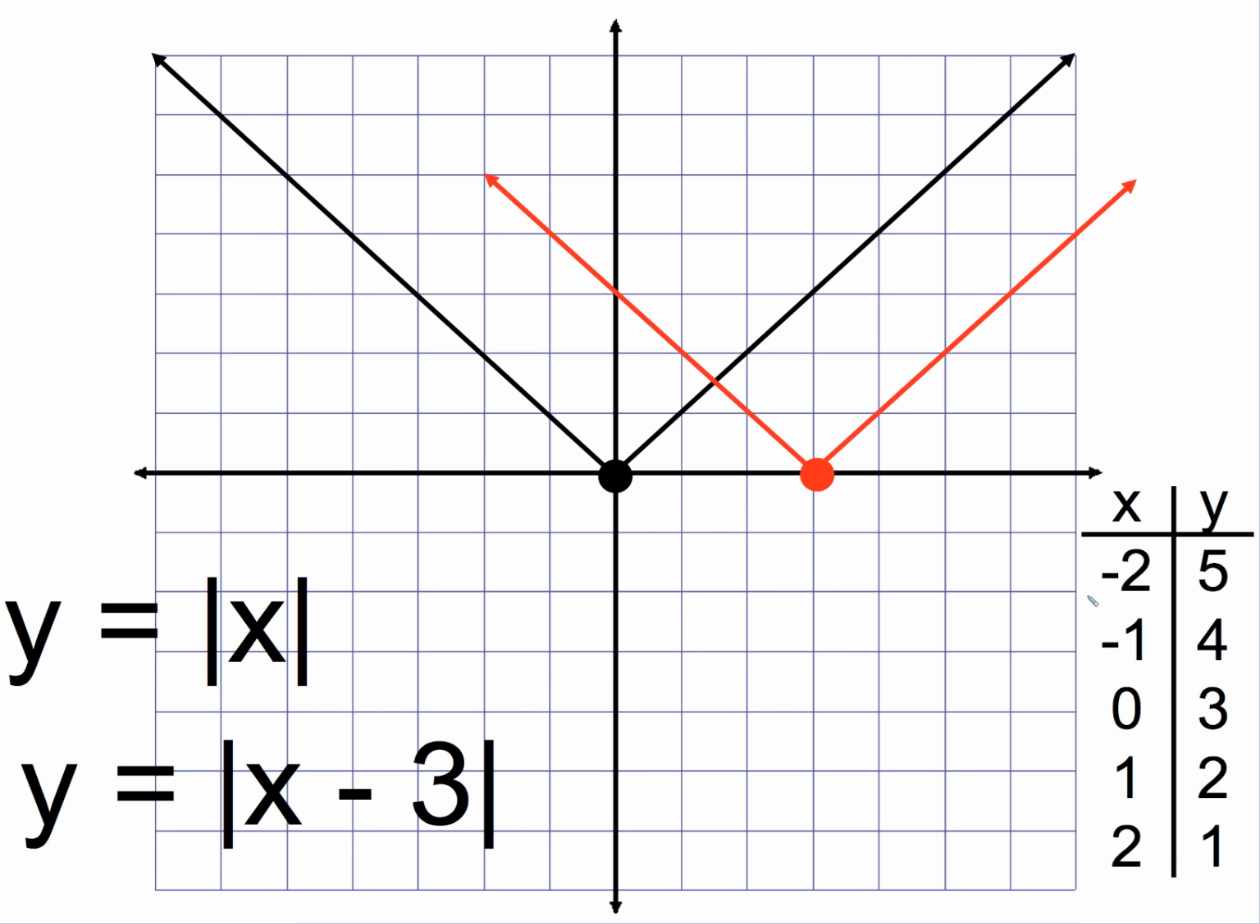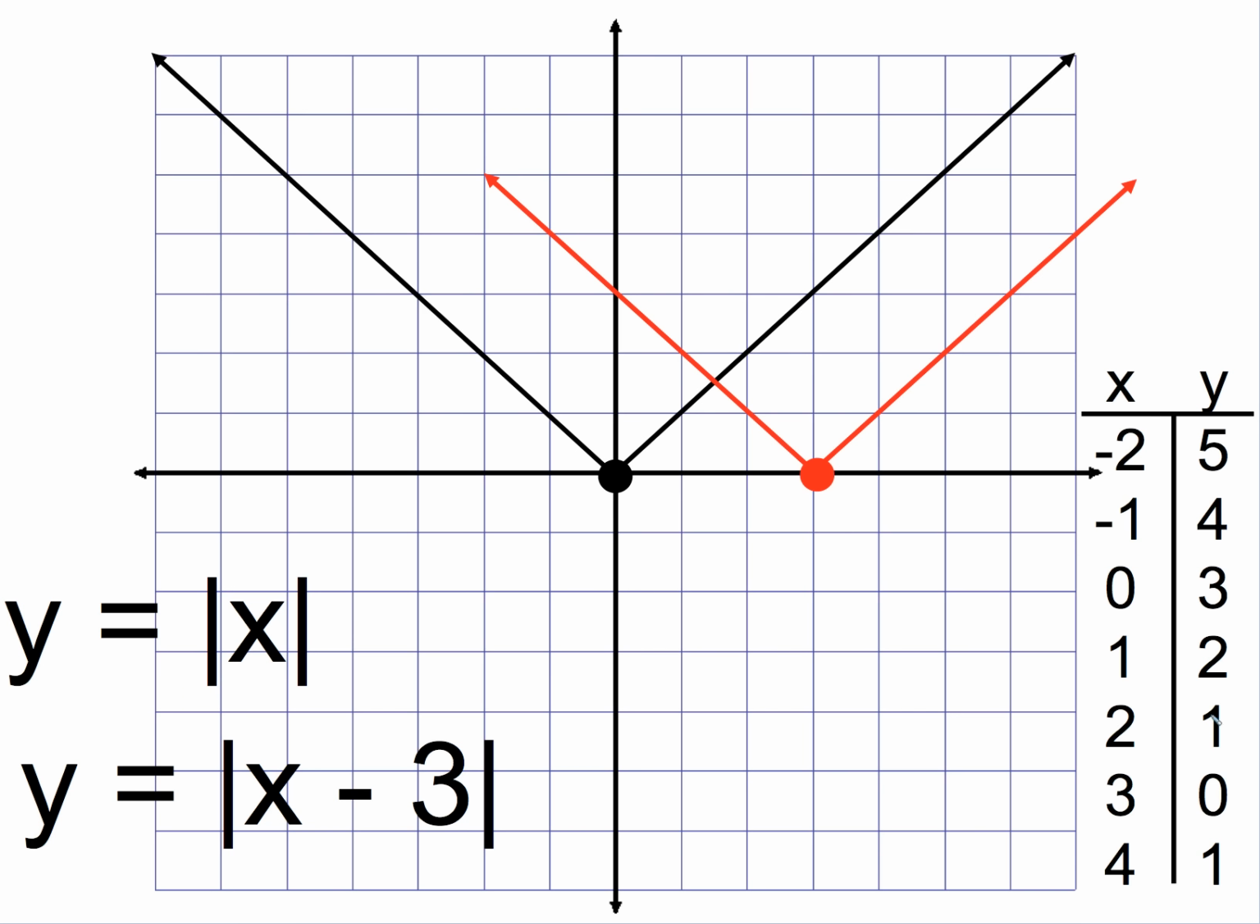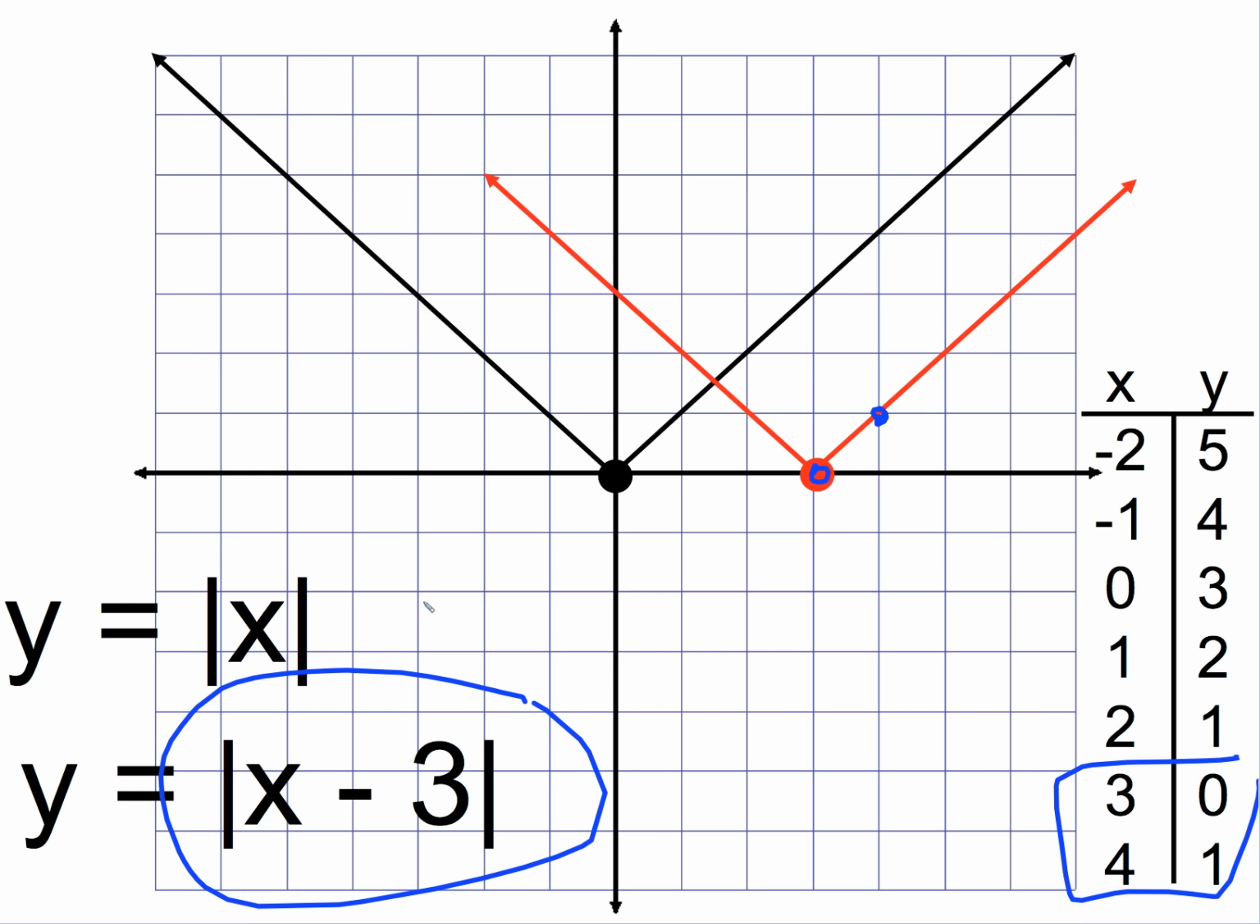Again, notice with this set, it could appear that it's a straight line. So -2, 5, -1, 4, 0, 3, 1, 2, and 2, 1 is a little bit deceiving. So I need to extend my ordered pairs to include 3, 0, and 4, 1 to notice that it is a V shape. Okay, so again, when the whole thing is within the absolute value symbol, you're moving horizontally.